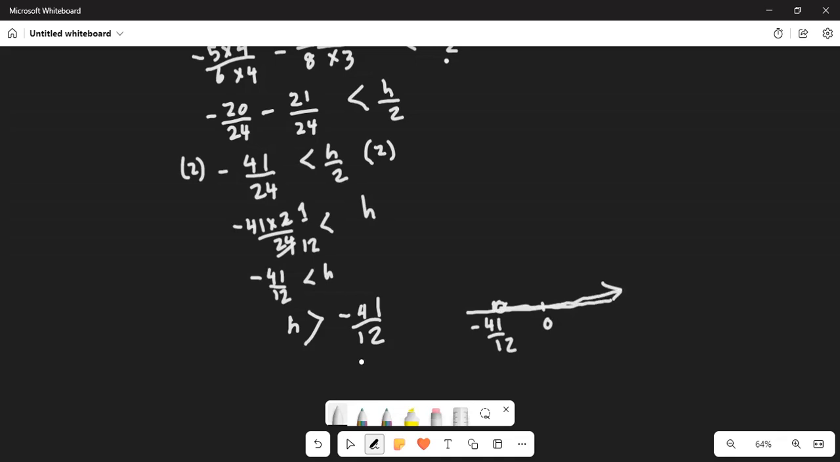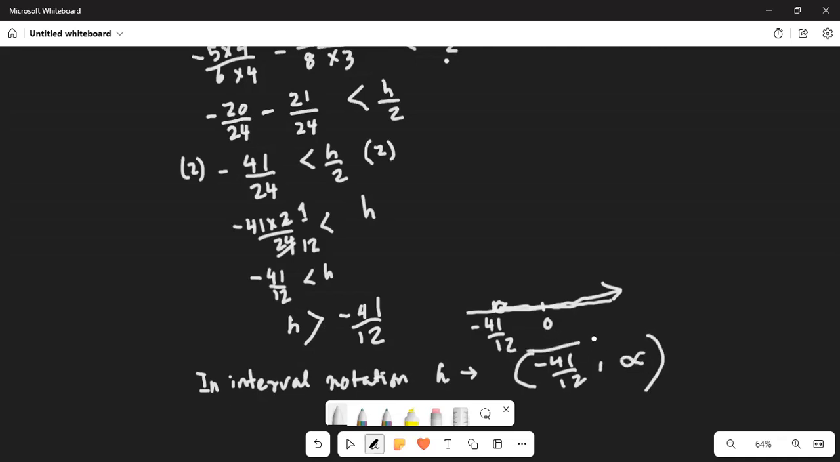So in interval notation, h can be written as an open interval from minus 41 by 12 on the left-hand side to infinity on the right-hand side. This is an open interval, that is why this type of parenthesis. Why open? Because there is no equal to. So this is my solution in open interval form.